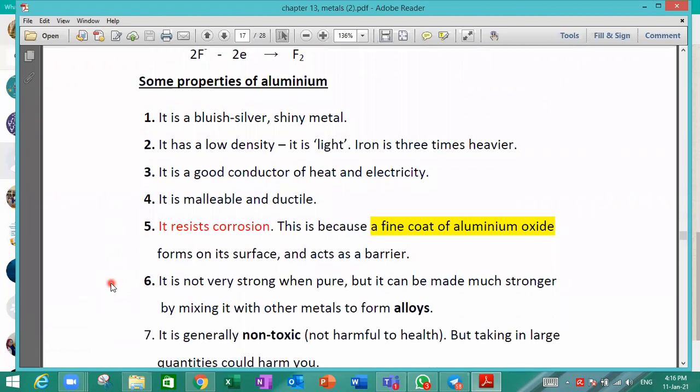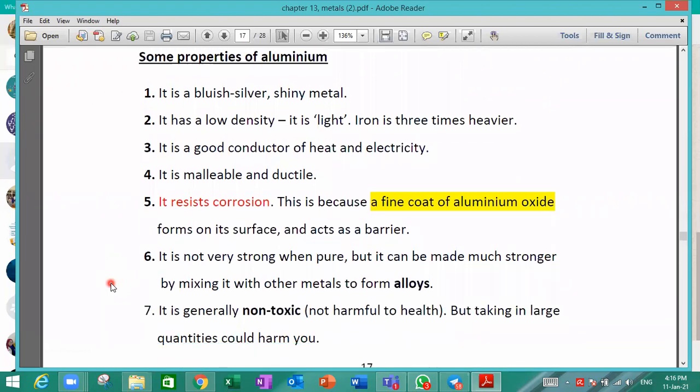Now, there are some properties of the aluminium that we extract by this method, or these are the properties of aluminium in general. It is a bluish silver shiny metal. It has low density. Low means light. Iron is 3 times heavier than aluminium. It's a good conductor of heat and electricity. It is malleable and ductile because it's a metal, so it has the properties of metals.